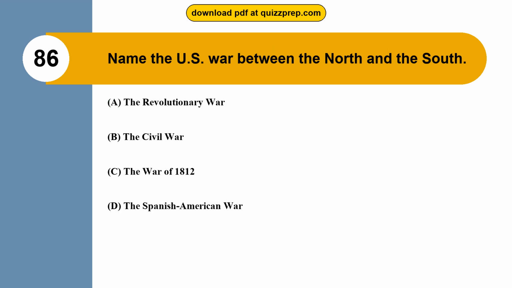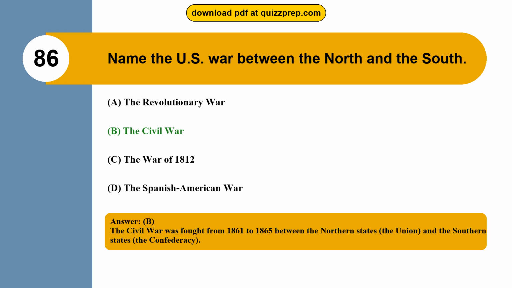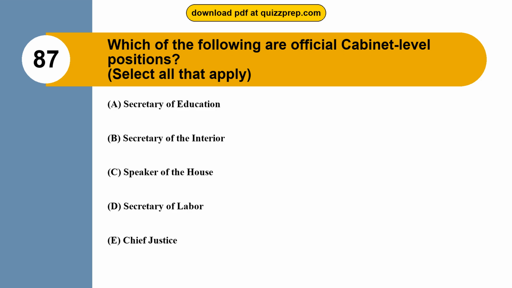Question 86. Name the U.S. war between the North and the South. Option A, the Revolutionary War. Option B, the Civil War. Option C, the War of 1812. Option D, the Spanish-American War. The correct answer is option B, the Civil War. The Civil War was fought from 1861 to 1865 between the Northern states, the Union, and the Southern states, the Confederacy.